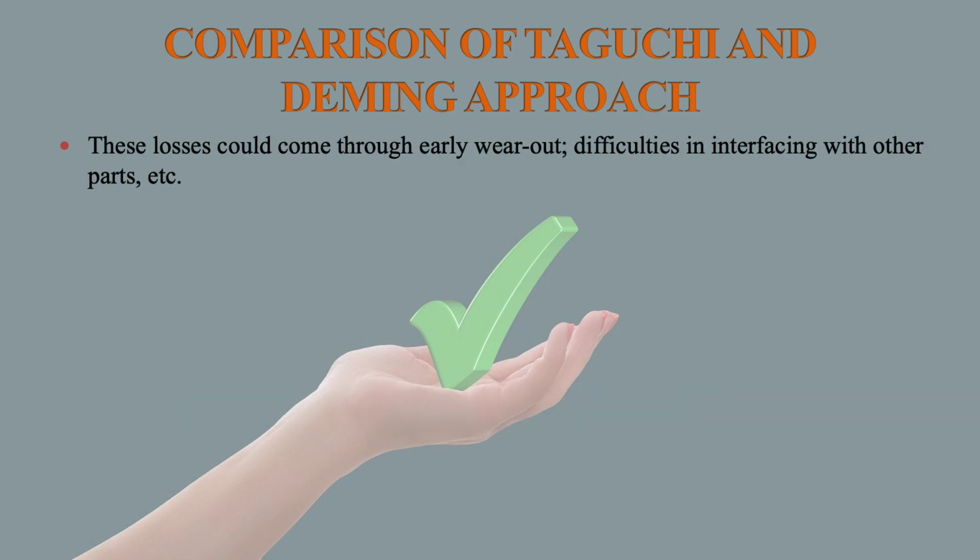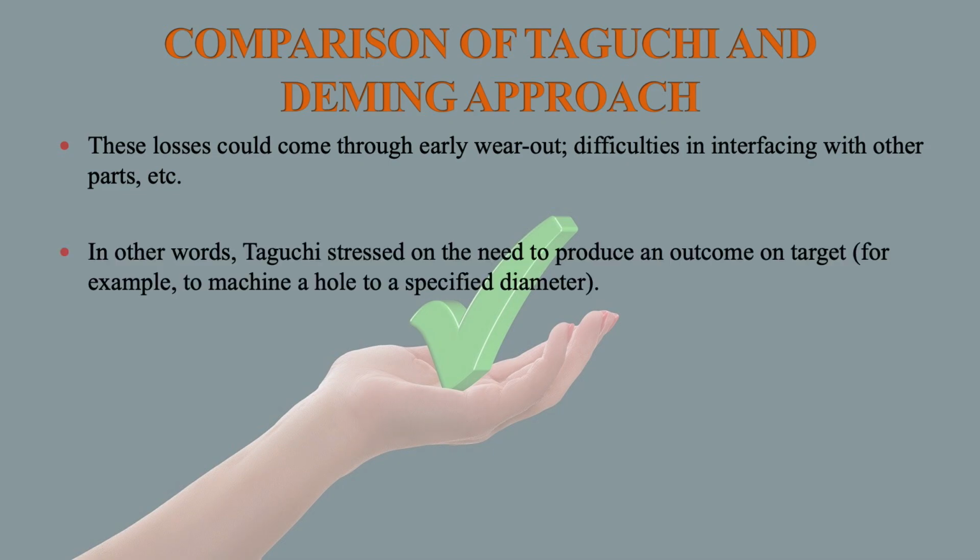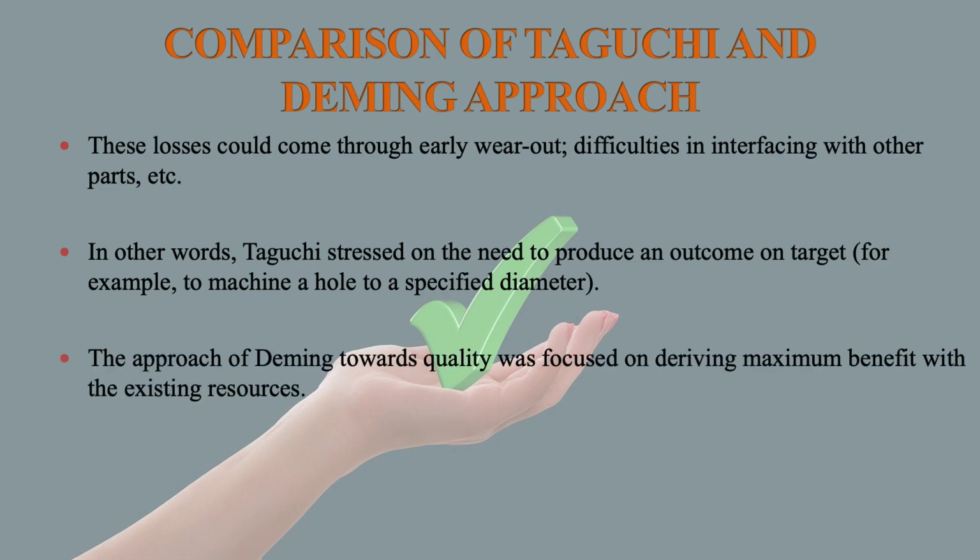These losses could come through early wear out, difficulties in interfacing with other parts, etc. In other words, Taguchi stressed the need to produce an outcome on target, for example, to machine a hole to a specified diameter. The approach of Deming towards quality was focused on deriving maximum benefits with the existing resources.